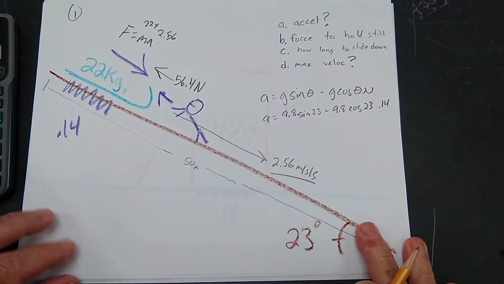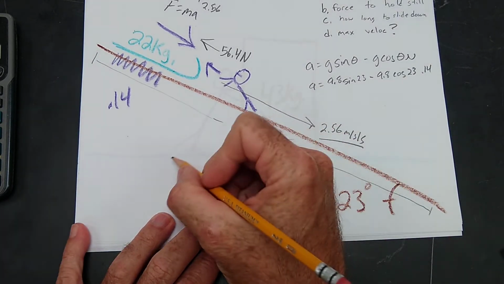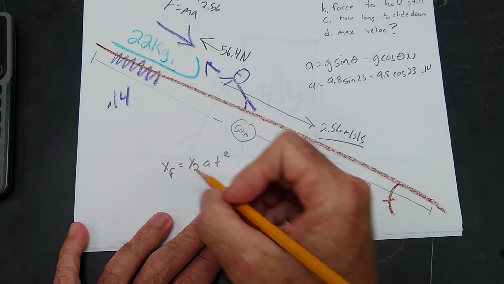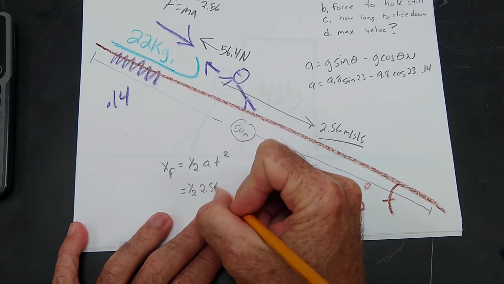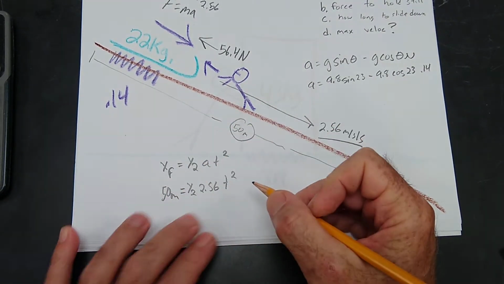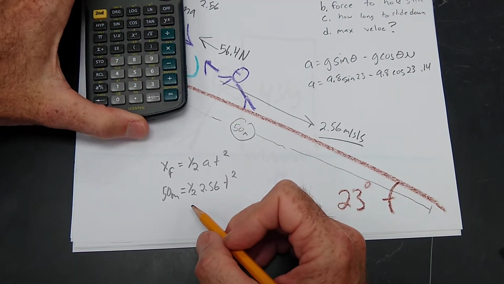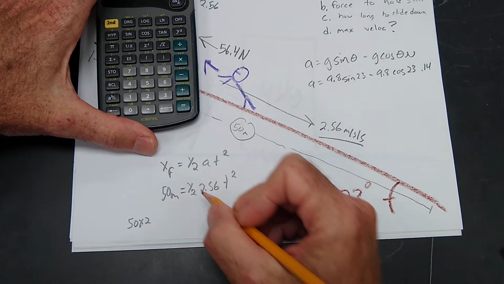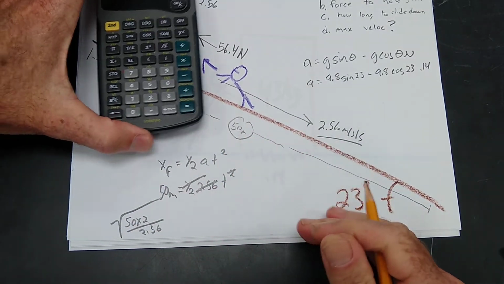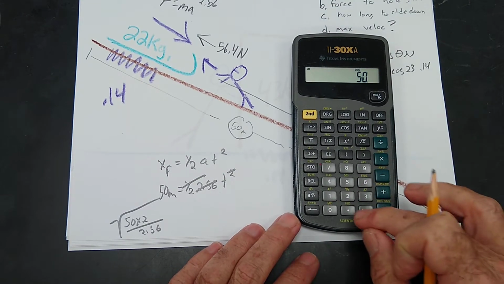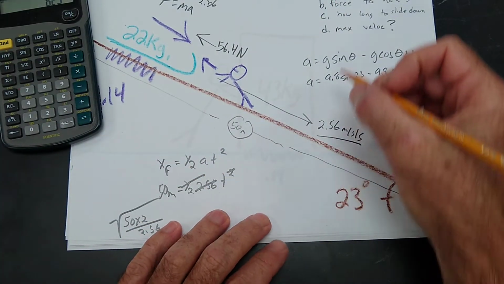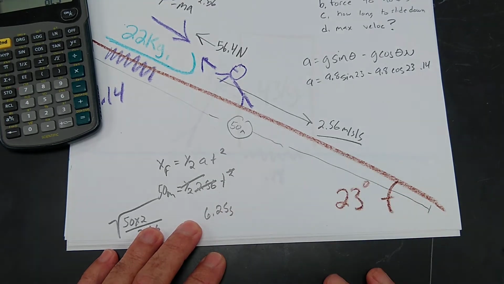How long would it take it to slide down the hill? We know the hill is 50 meters long. X f equals 1/2 a t squared. The acceleration down the hill is 2.56, so 1/2 times 2.56 times t squared, and the distance of the hill is 50 meters. So I'm going to solve for t squared. This will be 50 times 2 divided by 2.56, square root. That's how we get all the way down to the t. So 50 times 2 divided by 2.56, square root, equals 6.25 seconds. It's going to take 6.25 seconds to get to the bottom of the hill.